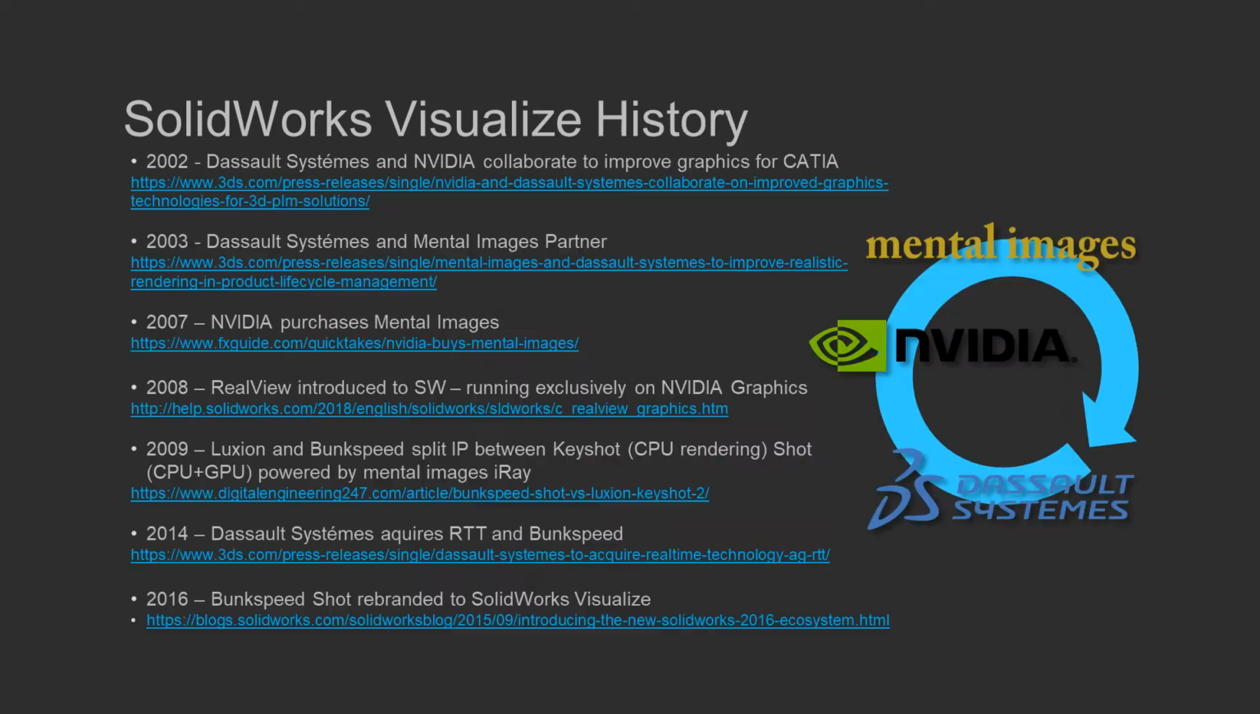Its roots go way back to 2002. Dassault Systèmes and NVIDIA at that point were collaborating to improve the graphics for CATIA. A byproduct of that was also the improvement of graphics for SolidWorks, which will come a bit later. But in 2003, Dassault Systèmes also partners with Mental Images, and that will become apparent why that's important in a few bullet points down. In 2007, NVIDIA purchased Mental Images.